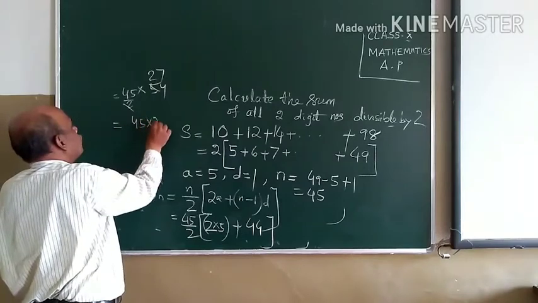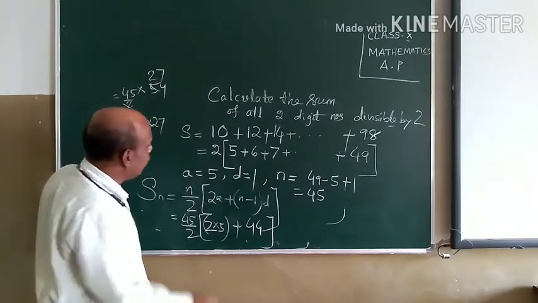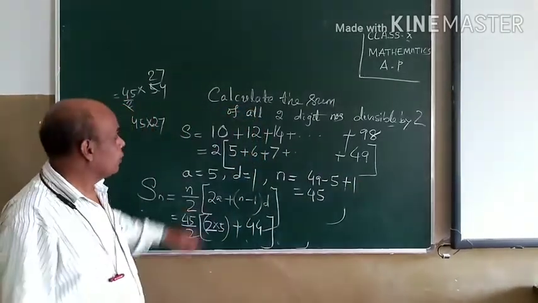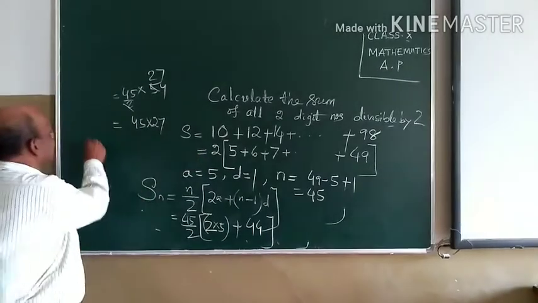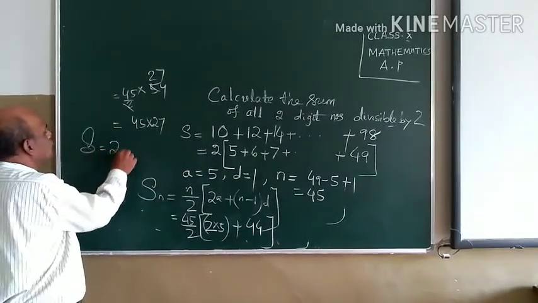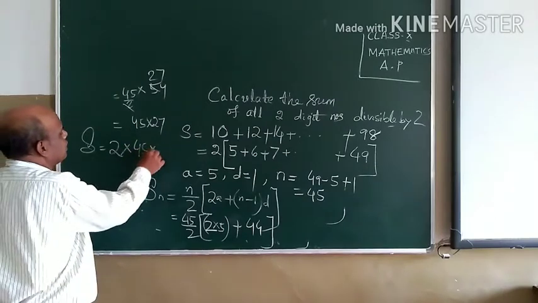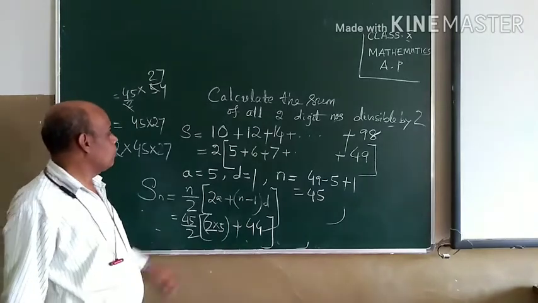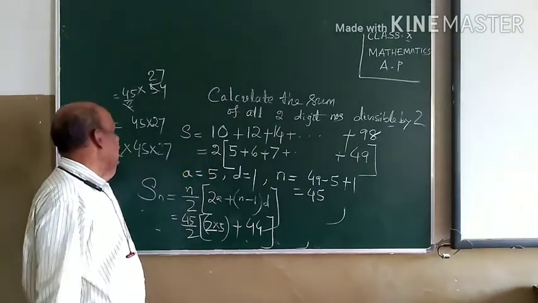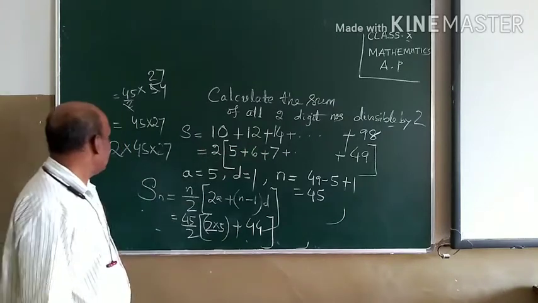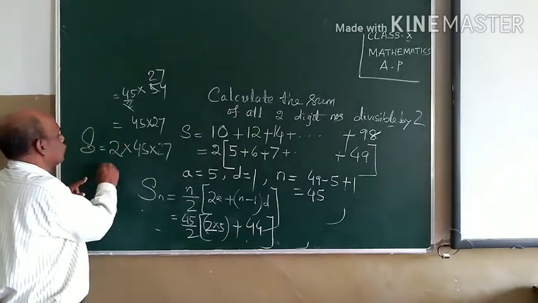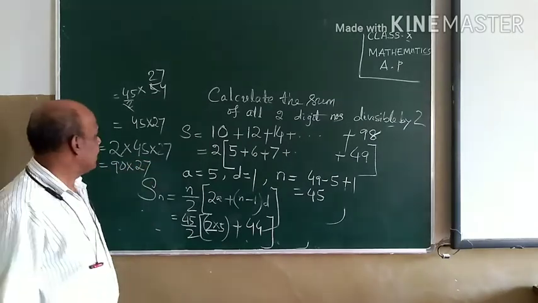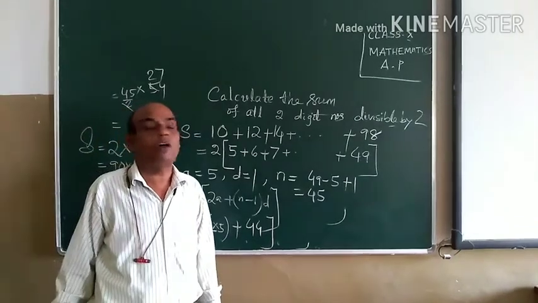45 into 27. So this is the result for 5 to 49, the total sum. But again 2 is multiplied. So we will write S is equal to 2 into 45 into 27, because 2 is already multiplied. If 2 is multiplied, so we will write 2, and for 5 to 49 the result is coming 45 into 27. So the result is coming 90 into 27. Whatever the result will come, that will be the answer.